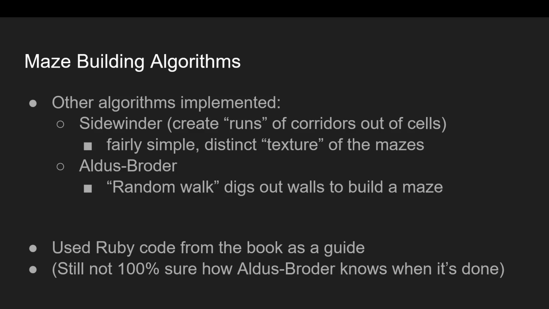But again, I'm recreating, porting well-commented Ruby code, and I'm still not 100% sure on how Aldous Broder works. Like I know it does a random walk. I don't know when it's done. Because you can imagine if you random walked forever, you would just open up every wall. So I think it says when there's a certain number of passages made.